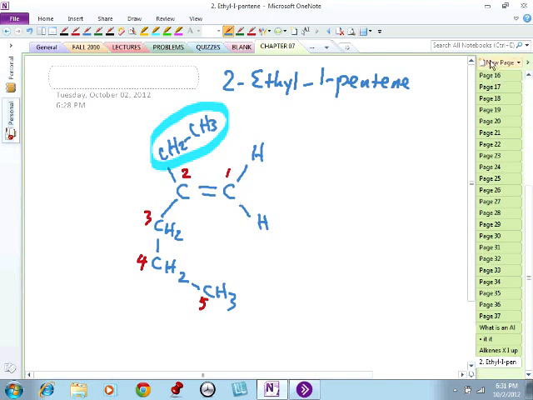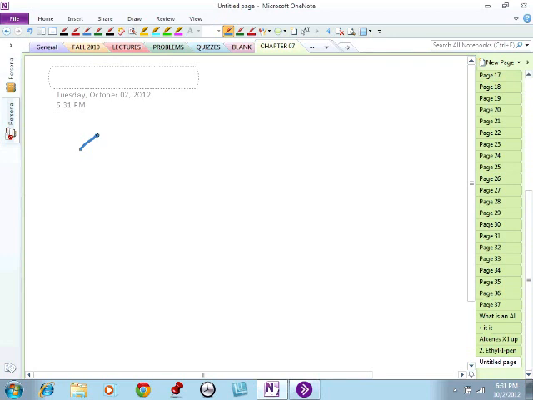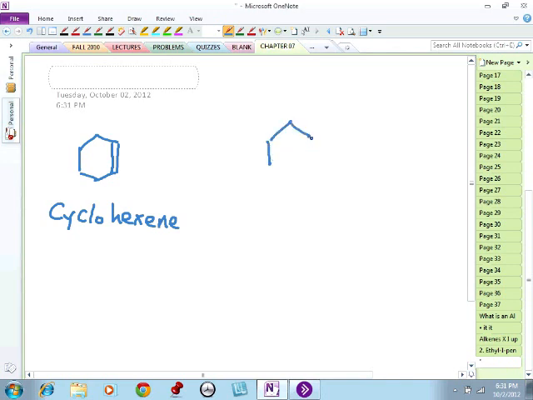Now, when you have a cyclic alkene, for example, you have this here, you do not need to indicate the position of the double bond if you do not have any branches. In this case, this becomes what? This becomes cyclohexene. Okay, very good. You do not need to indicate the position of the double bond. However, supposing you have this.